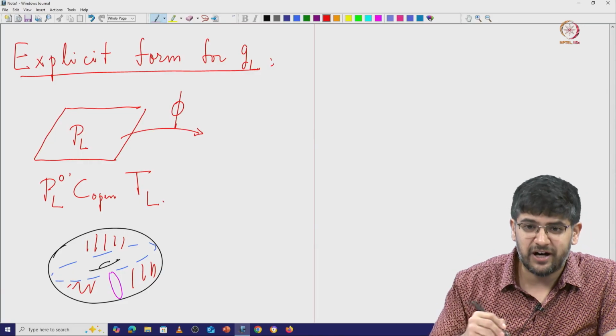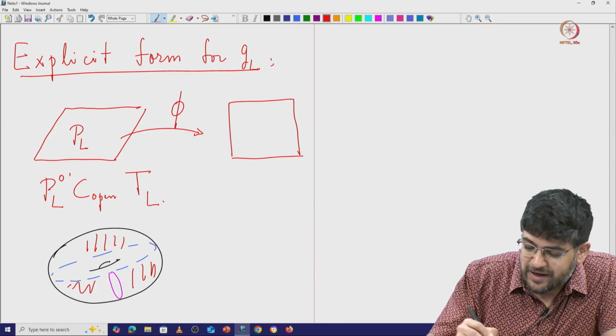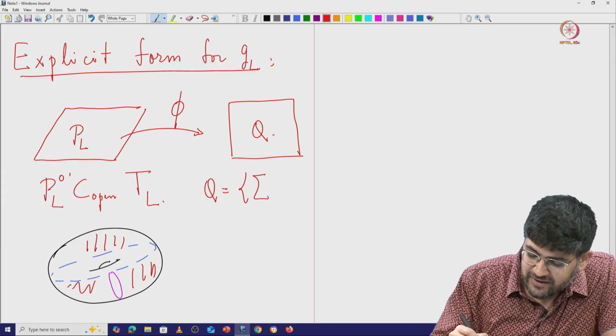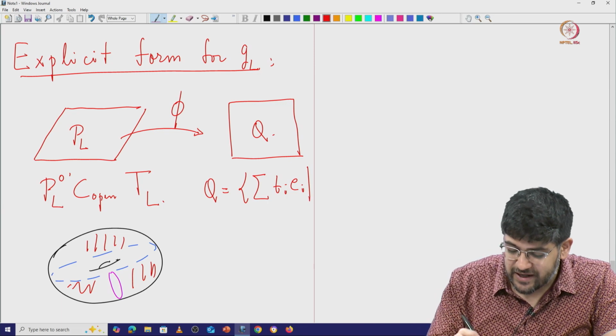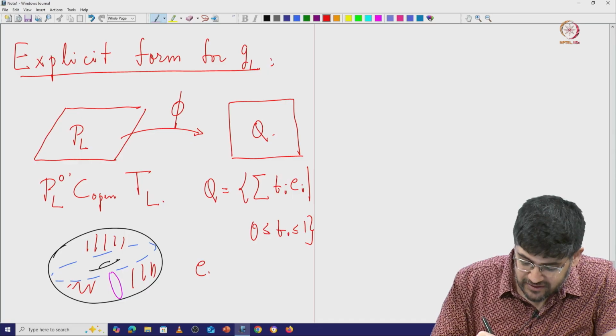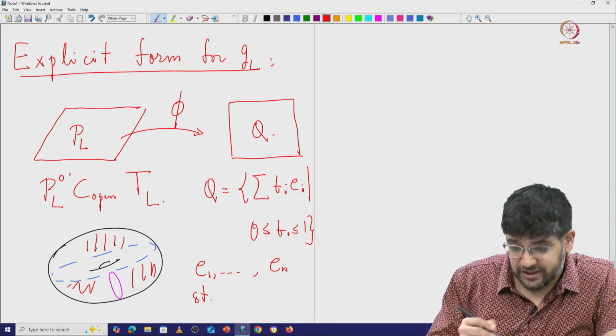Now I can actually give a coordinate chart on this P_L, which maps into a standard parallelogram, which I will denote by Q. So Q is basically the summation of t_i e_i, where e_i is now the standard basis. This is the standard Cartesian basis.